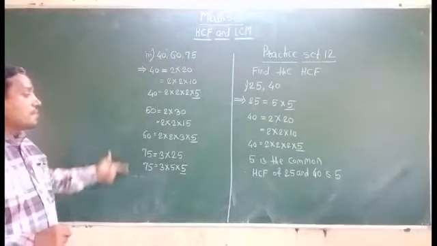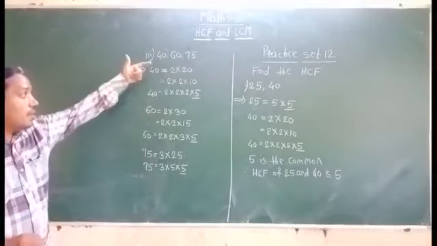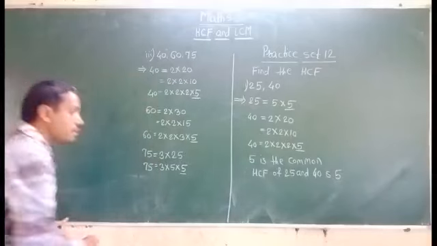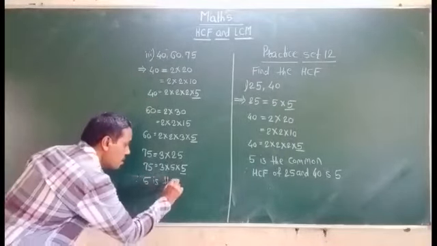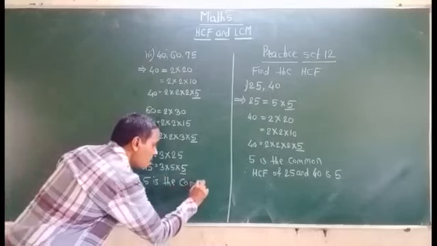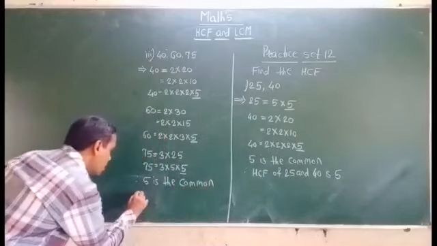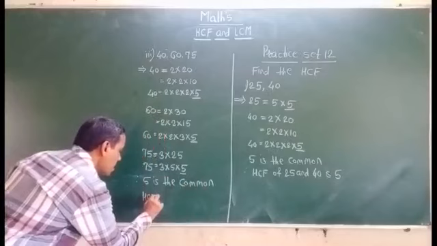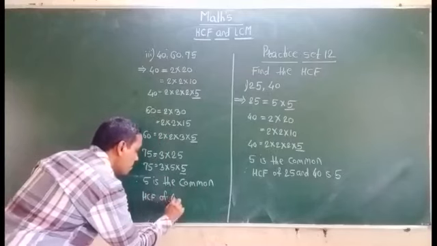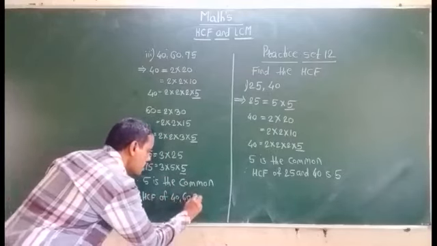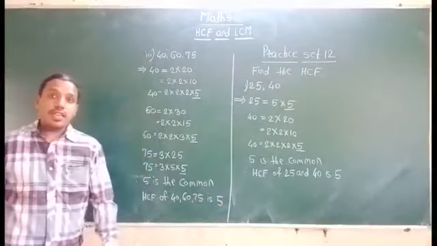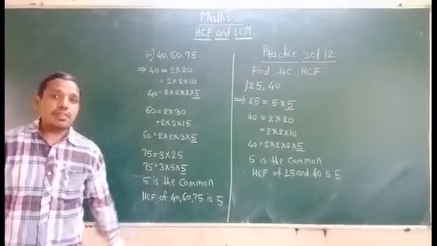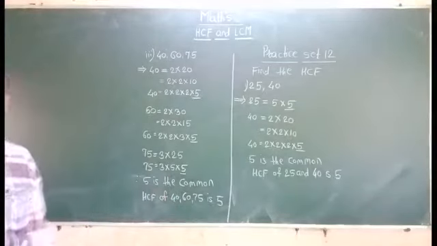No other single number is common in all the factorizations, and therefore we can write again that 5 is the common factor. So therefore, the HCF of 40, 60, 75 is 5. Again, the HCF of 40, 60 and 75 is 5.